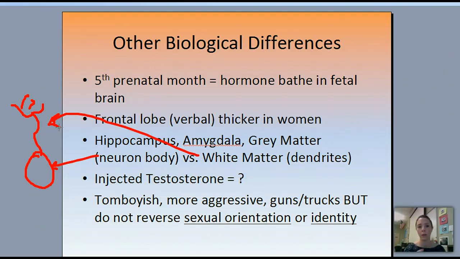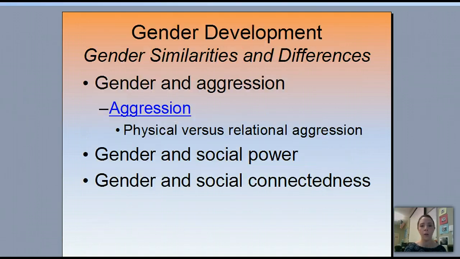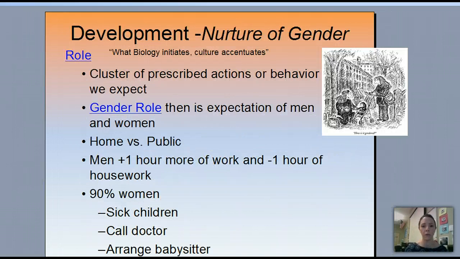Something to think about. So not necessarily more cells, but more connections in females than we do in males. Okay, so that is our biology of males.